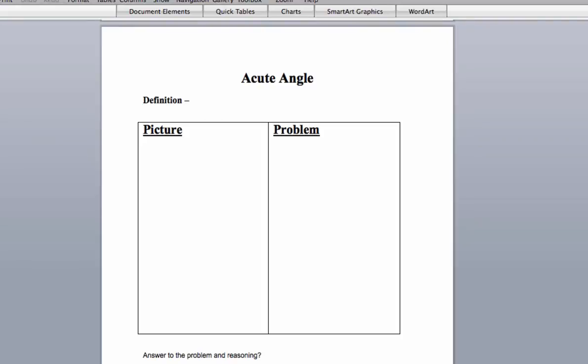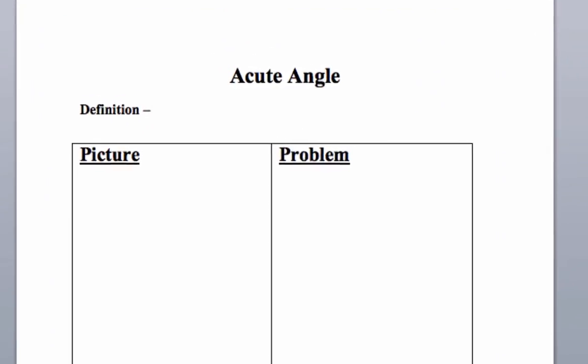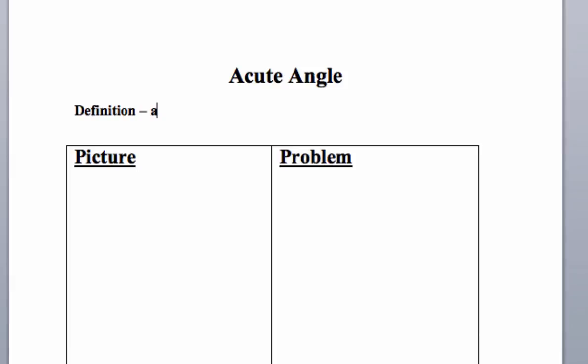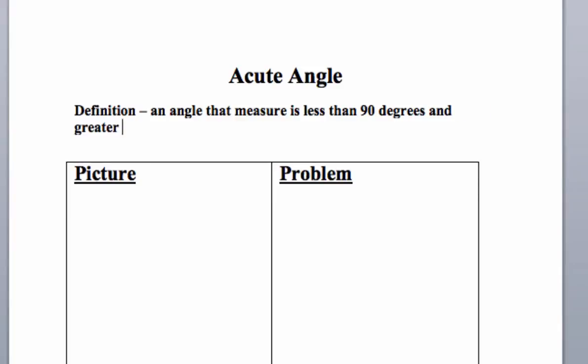And basically what you're going to be doing is getting the textbook definition of what this word is. So, an acute angle is basically an angle that's measured less than 90 degrees and greater than 0.